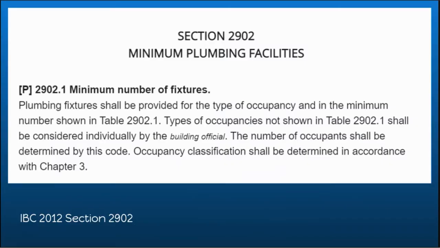This comes from the International Building Code from 2012, section 2902. And you can see right here that it is talking about how they define occupancy and the minimum number of fixtures. Keep in mind, this is a minimum, and a lot of times designers will not follow the minimum. They will include a few more just to make sure that their occupants are comfortable. Okay, so I'll let you read that.